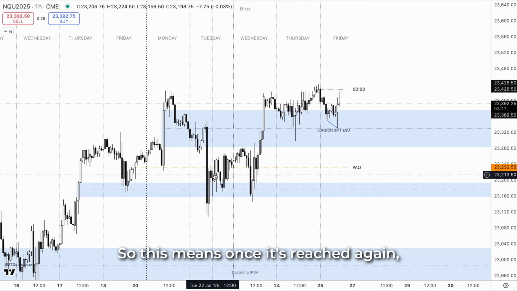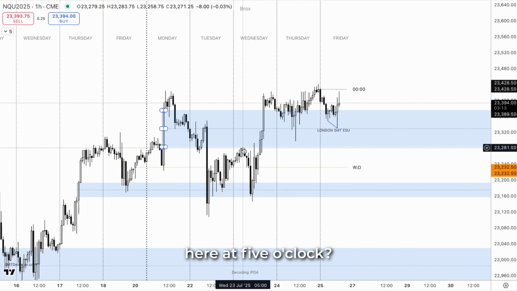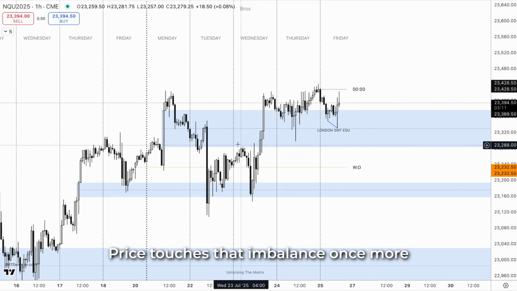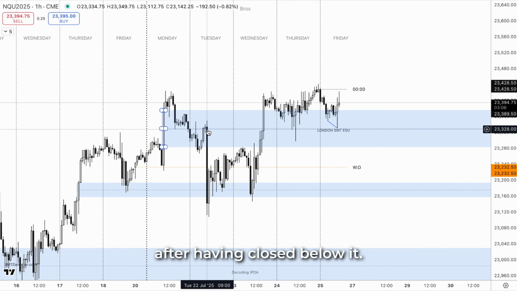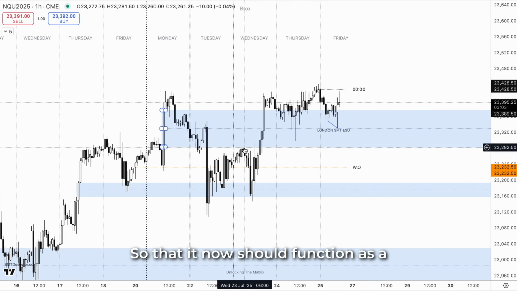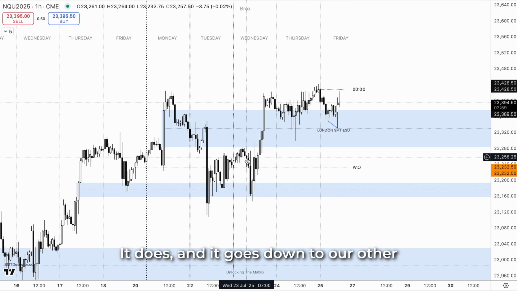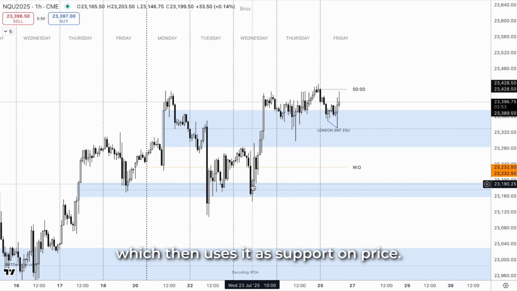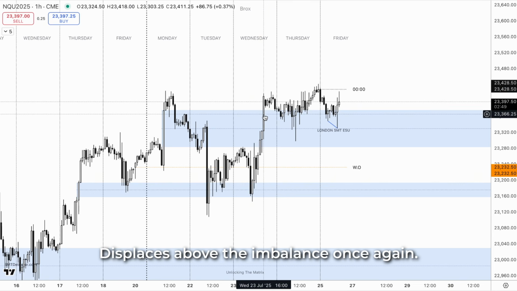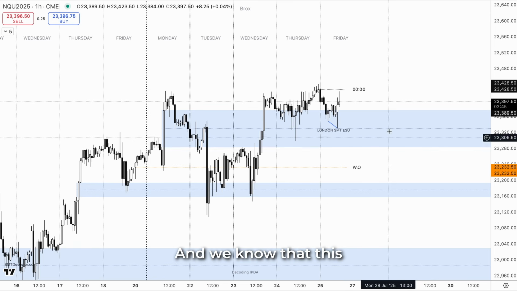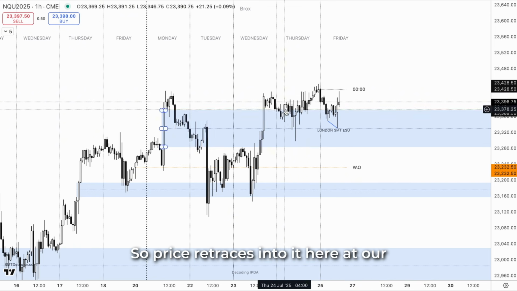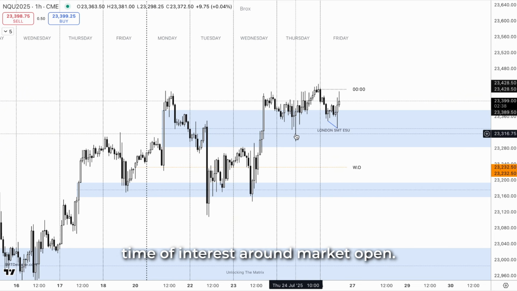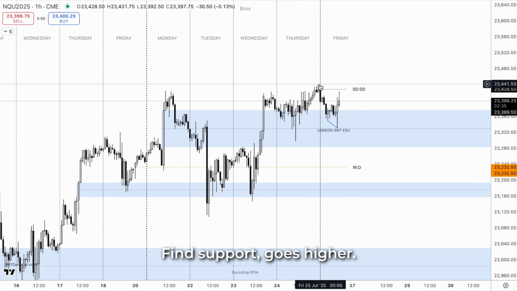So this means once it's reached again, what do you see right here at 5 o'clock? Price touches that imbalance once more after having closed below it, so that it now should function as resistance on price. It does, and it goes down to our other imbalance down here, which then uses it as support on price. It then goes higher, displaces above the imbalance once again, and we know that this is an area of interest, so price retraces into it here at our time of interest around market open, finds support, goes higher.